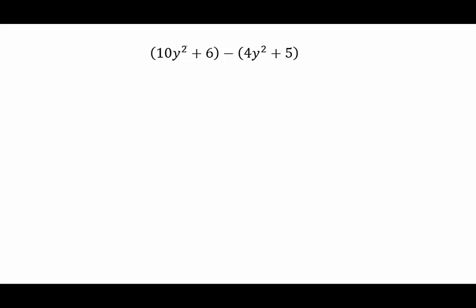The first term I see is this 10y squared, and I'll put a box around it and go through your polynomials and find all the other like terms. So all the other terms with the y squared, 4y squared here. And then do the same thing with the other terms. So the next term I see is plus 6. I'll put a circle around it, and I'll put a circle around the plus 5 because they're like terms.